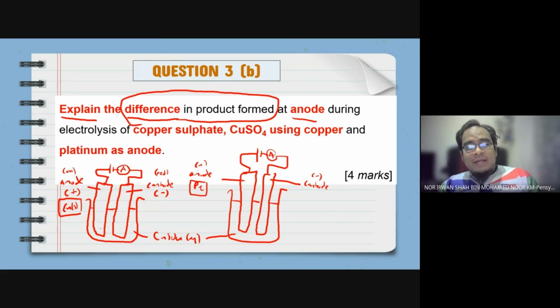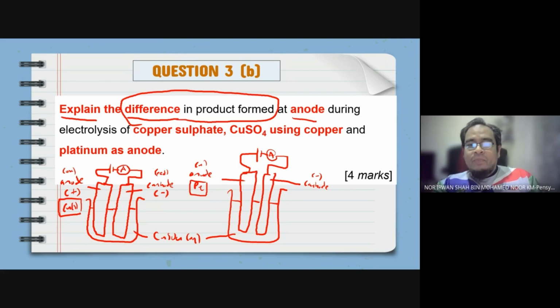Maksudnya produk yang terhasil dekat anode. Ada beza kan, kalau kita guna copper dengan kita guna platinum sebagai anode dalam electrolysis of copper sulfate? Okay guys, kita mulakan dulu dengan apa akan jadi kalau anode adalah platinum. Lepas tu baru kita tengok macam mana kalau copper sebagai anode, ada beza tak?